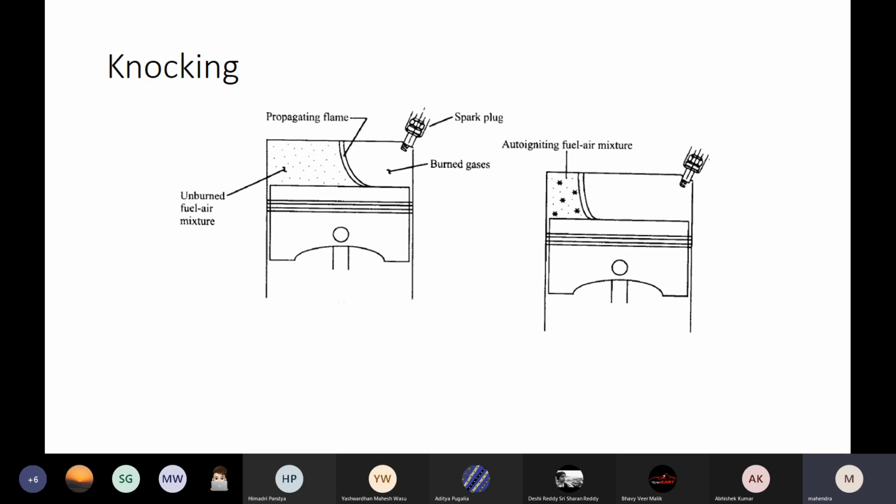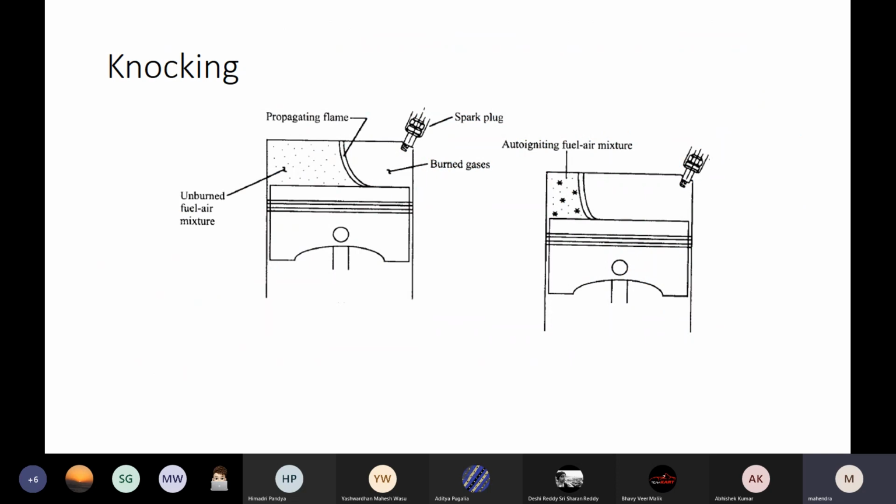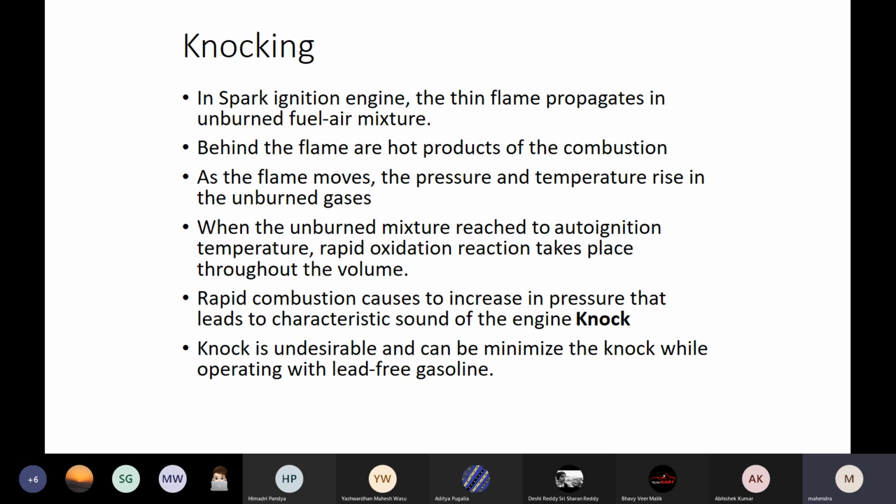We can call it as knocking. But this is not there in the auto cycle itself as this particular knocking. However, when comparing, somewhere the knocking concept has come. To understand that, I am explaining over here. That is the knocking phenomenon.